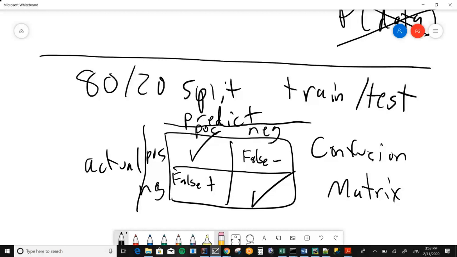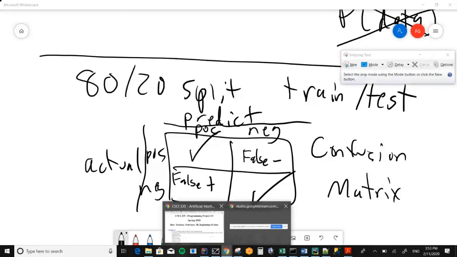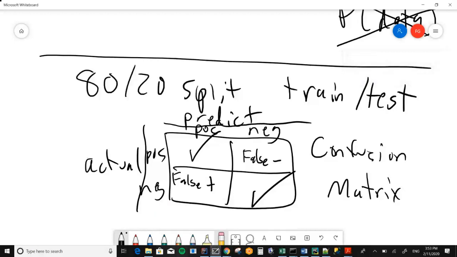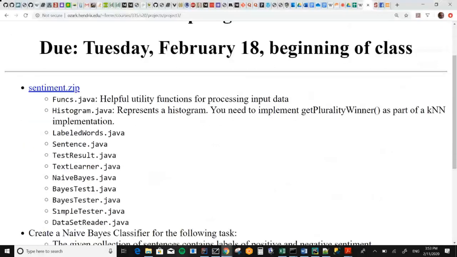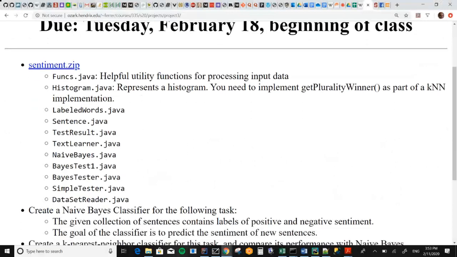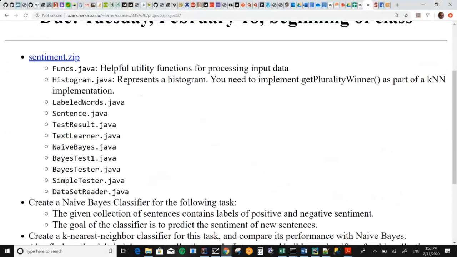All right, so we have just a few minutes left, and I want to go briefly over your assignment for this project. So, the assignment. I've got a zip file for you to download. It's got some things, and I'm going to give you a tour of it in IntelliJ in a moment.